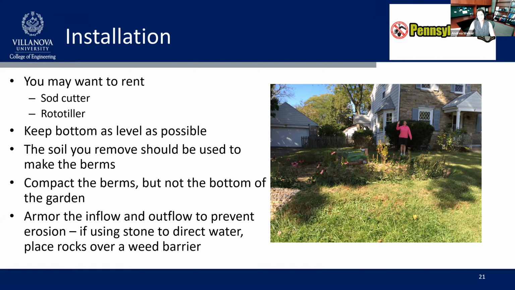Now, all of that soil that you take out, you can use that to make your berms. And so when you're building this, you want to compact the berm around your rain garden, but you want to make sure that you don't compact the bottom of your rain garden. So you're trying to encourage infiltration to occur, and you want to keep the soil as loose as possible. And again, you want to armor the inflow and the outflow to prevent erosion.